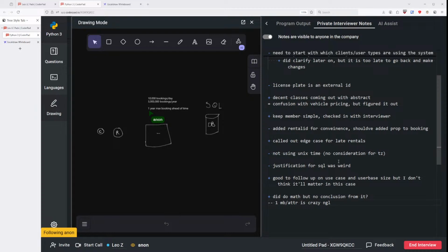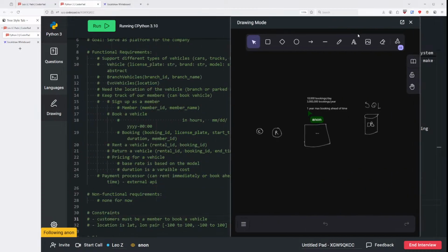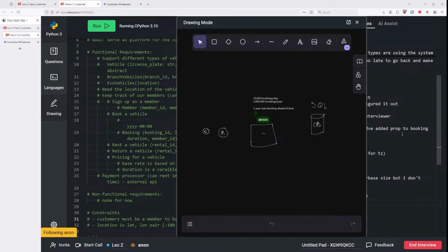In this case, 3 million kilobytes would be 3,000 megabytes, 3 gigabytes. So we're holding 3 gigabytes for our bookings. And how many members can we assume are existing? Do we know that?